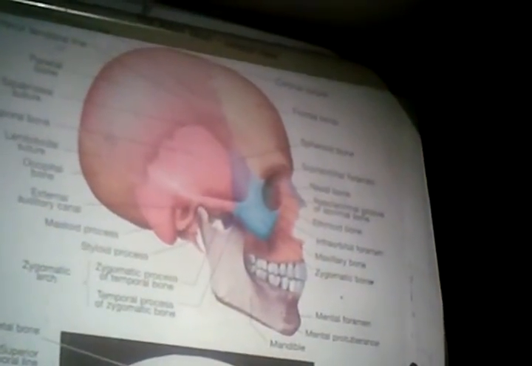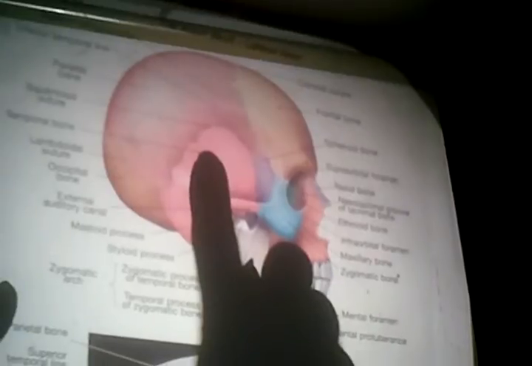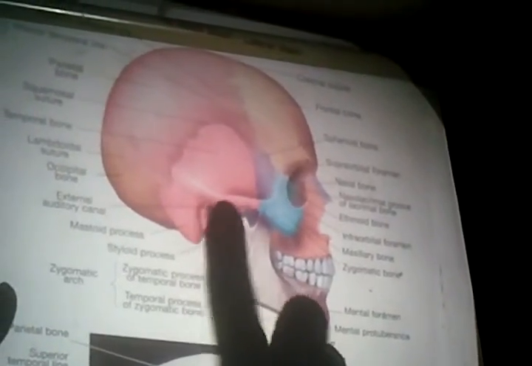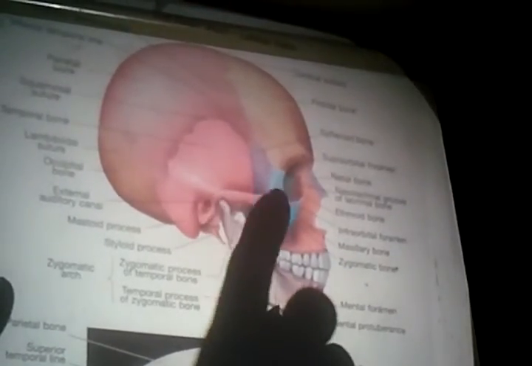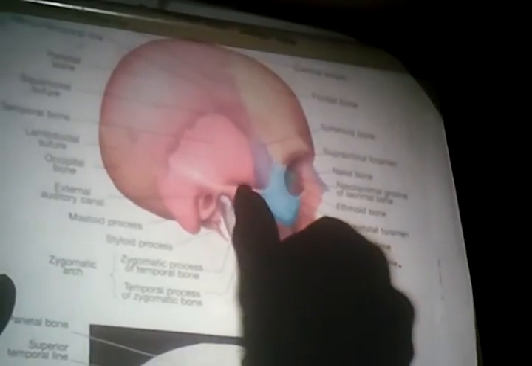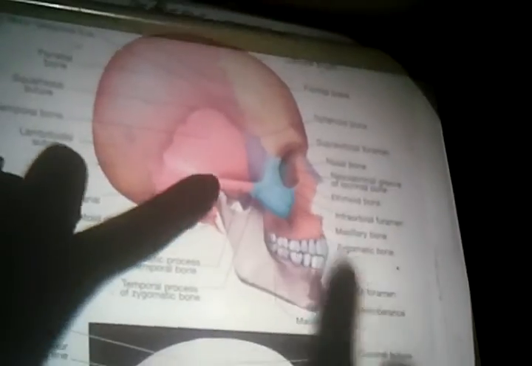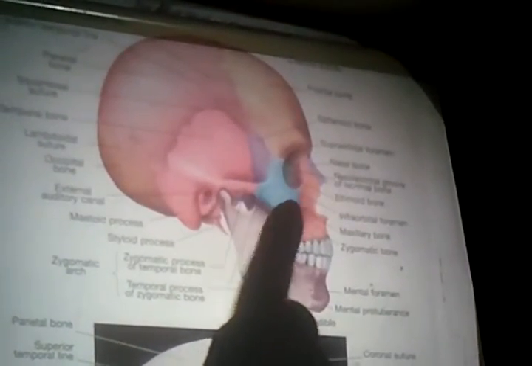Okay, then when we turn to the lateral side of the skull, you're going to have your squamosal suture right here, your temporal squama, mastoid process, external acoustic meatus, styloid process, your zygomatic arch. Here is the suture between the zygomatic bone and the temporal bone. This is your temporal process of the zygomatic bone, and the zygomatic process of the temporal bone. Together they make up the zygomatic arch.